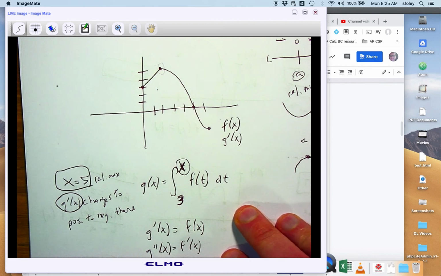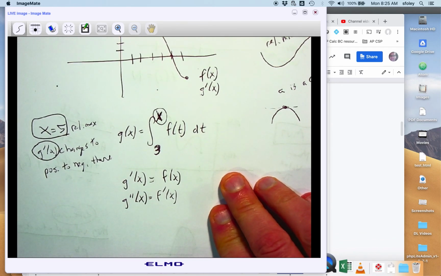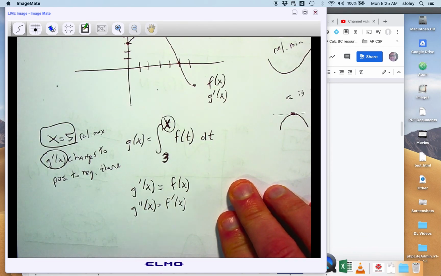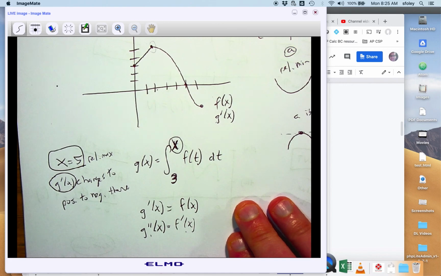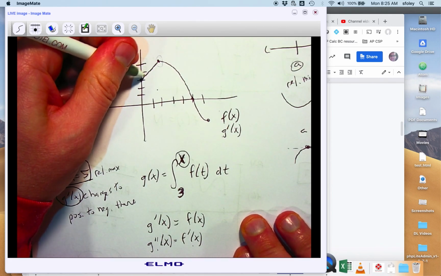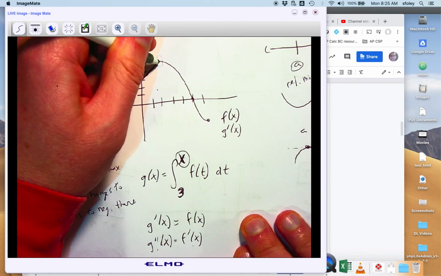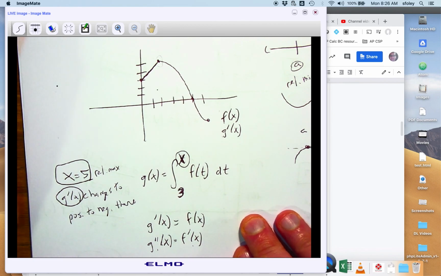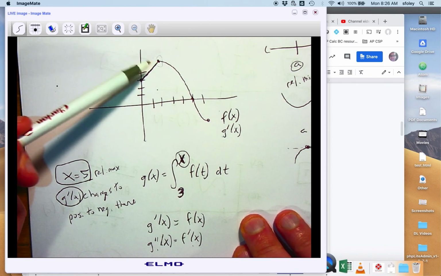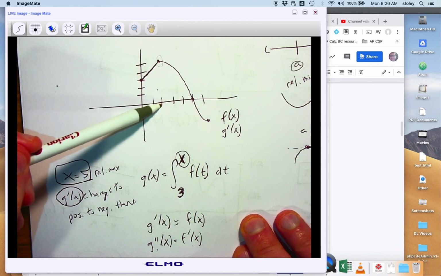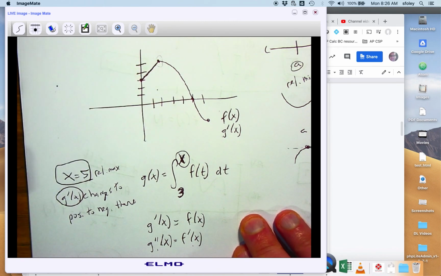Then if they ask about points of inflection, those are where the second derivative changes sign. And the second derivative of g is the first derivative of f. And so where does this second derivative change sign? Well, that's when the graph of f changes direction. So f is increasing here and then decreasing. And you should be a little nervous because that looks like it might be a sharp corner. My drawing's a little hard to tell. Turns out it doesn't matter. If the second derivative is undefined or zero, you have a potential point of inflection.